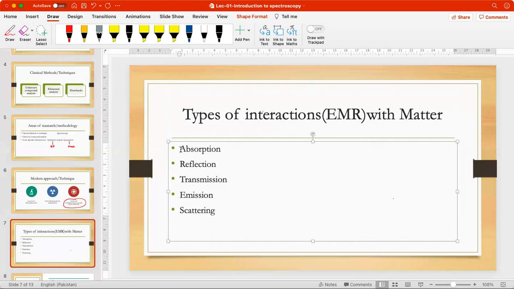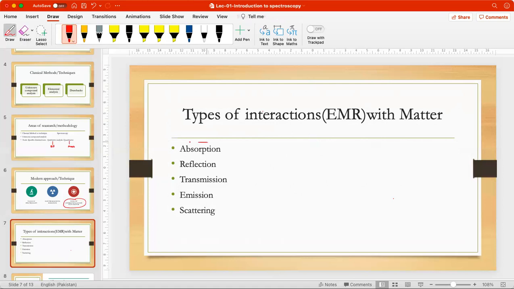And out of all these, in this course we will focus on these. Number 1 is absorption. Number 2 is emission. And number 3 is scattering. Okay? So this is all about the basic information about spectroscopy, its fundamentals, and its types of interactions.